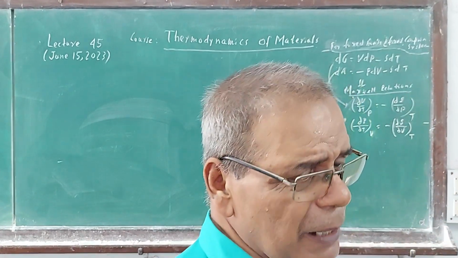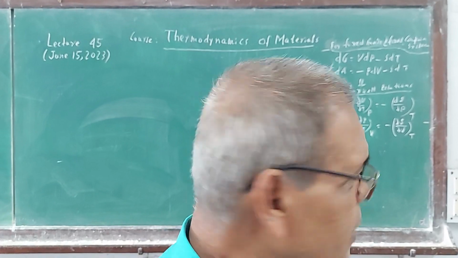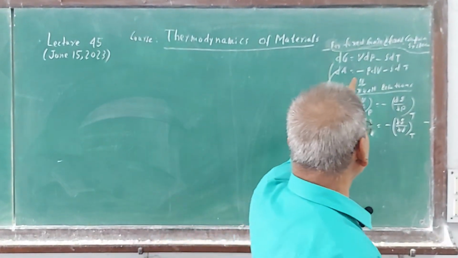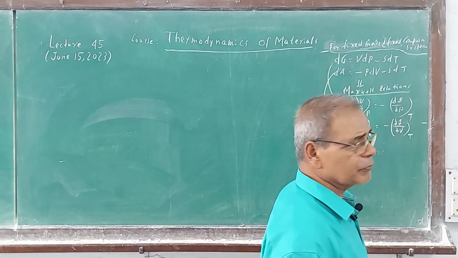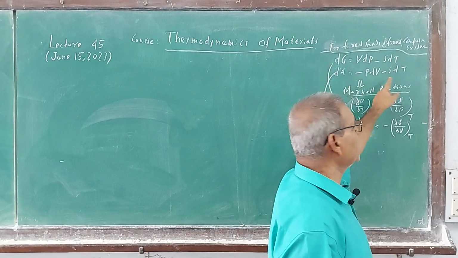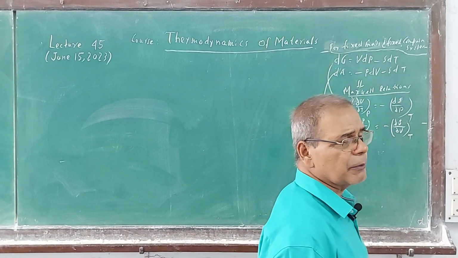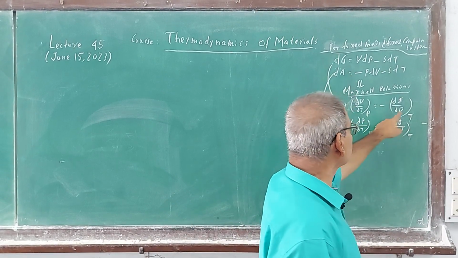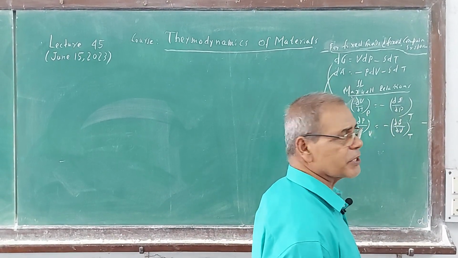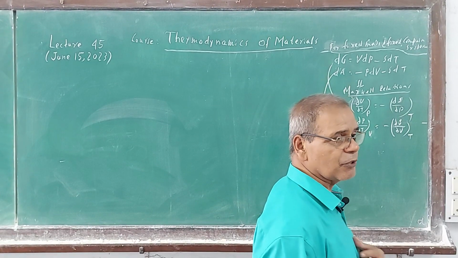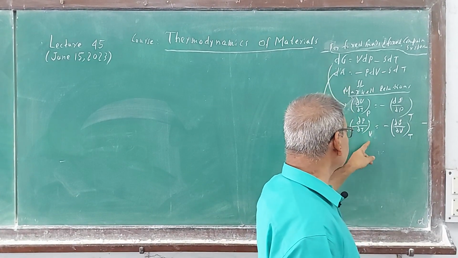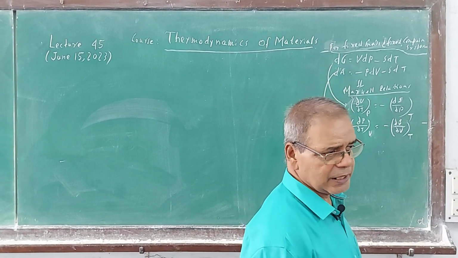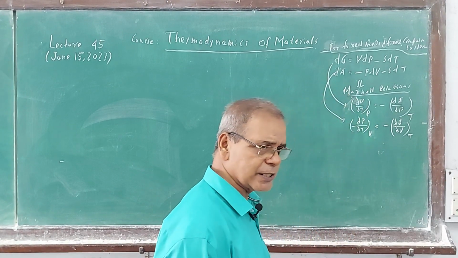Last day, two relations I have picked up from last day's discussion. It is dG is VdP minus SdT and dA is minus PdV minus SdT. The corresponding Maxwell relations are: del V del T at constant pressure is minus del S del P at constant temperature. Del P del T at constant volume is minus del S del V at constant temperature. We have already discussed this.